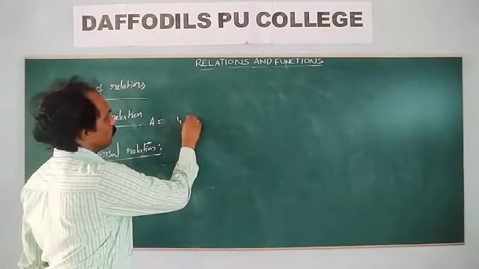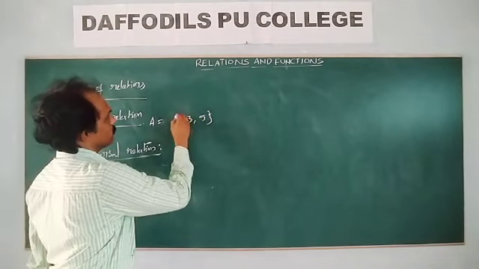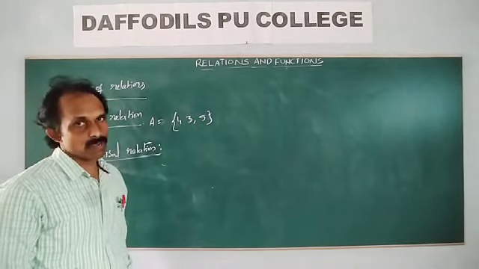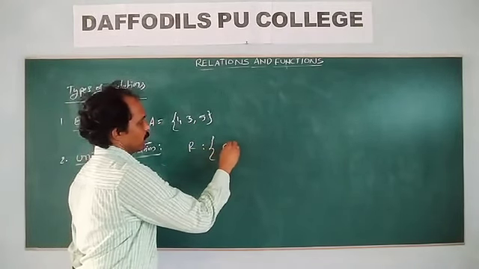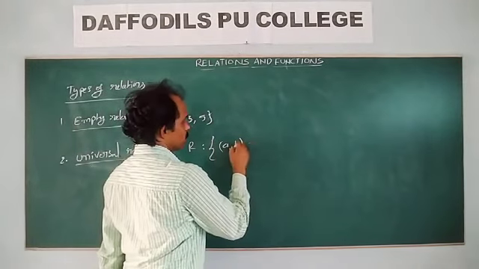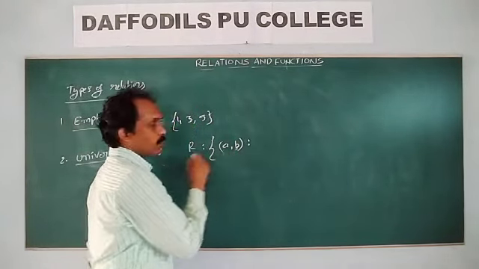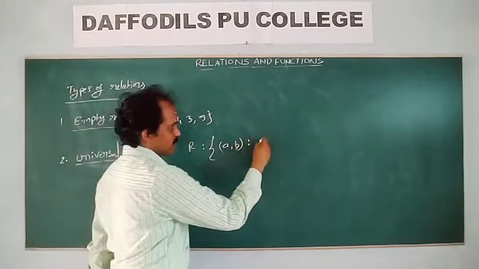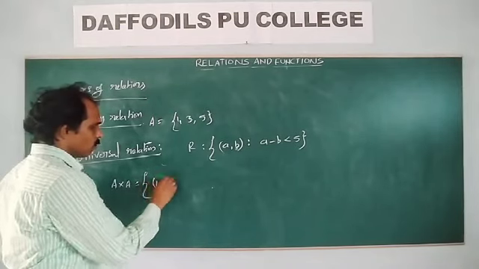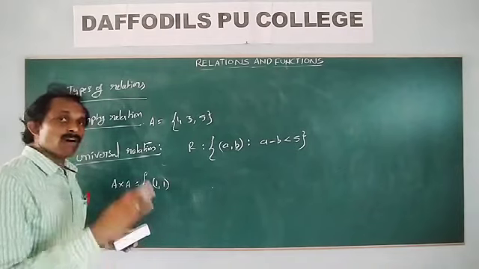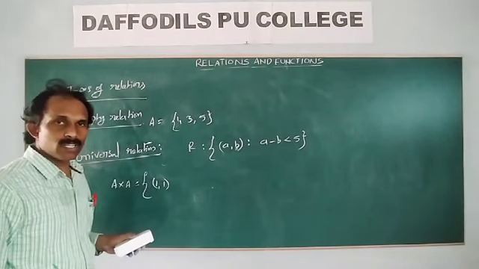For example, take 1, 3, 5. The relation is (a, b), ordered pairs where a minus b is less than 5. We check whether they satisfy it or not. A cross A means 1, 1... So R is equal to universal means all elements of A cartesian A.